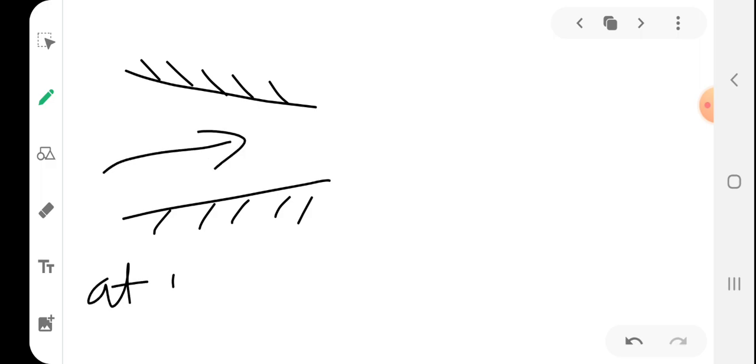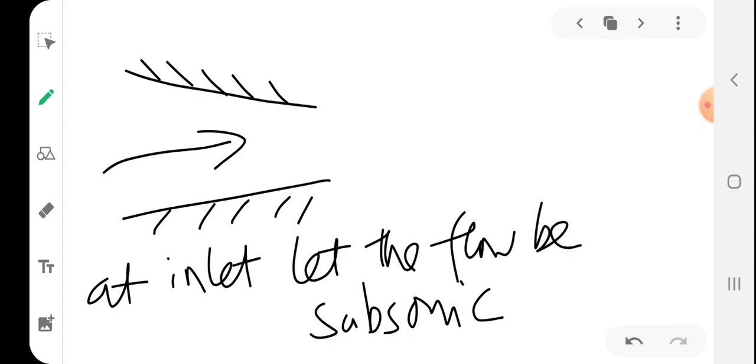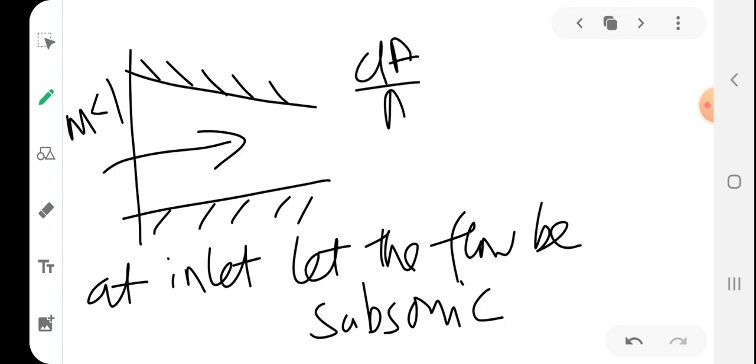So at inlet, let the flow be subsonic. So subsonic means here Mach will be less than 1. Since here dA by A is negative, because area is decreasing. It is a converging conduit, right?